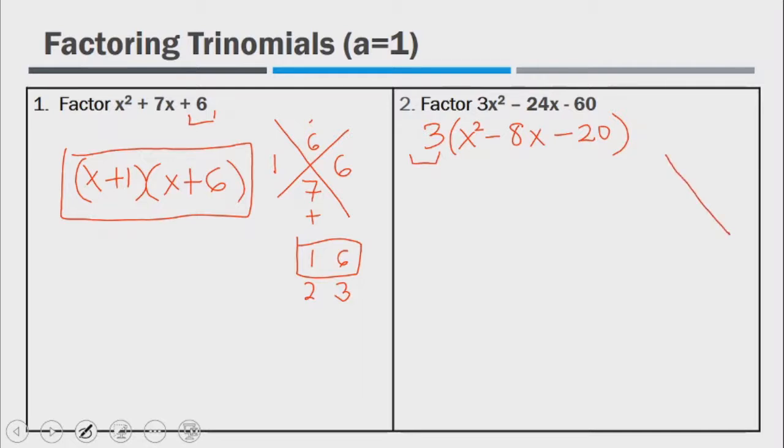So I'm looking for two factors that multiply to negative 20, but when I add them together, it will give me negative 8. 1 multiplied by 20 will give me 20. 2 multiplied by 10 will give me 20. And 4 multiplied by 5 will give me 20. But since I'm looking for two factors of 20 that can give me 8, I can see that 2 and 10 have a difference of 8.